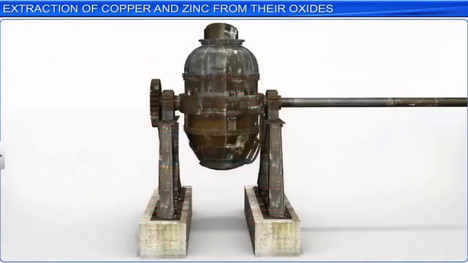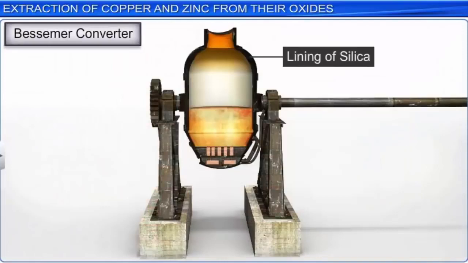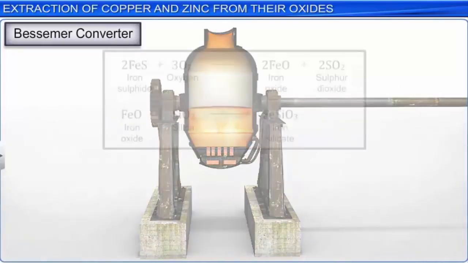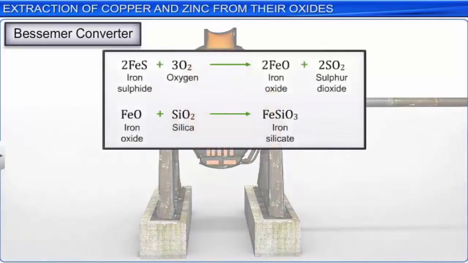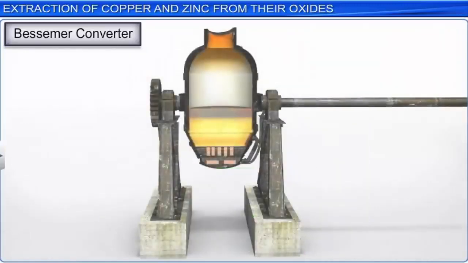The molten matte is now introduced into a converter provided with a lining of silica. A blast of sand and hot air is blown into it. During this process, the remaining iron is removed in the form of slag, while copper sulfide is reduced to metallic copper. The metallic copper then melts and sinks to the bottom of the converter.